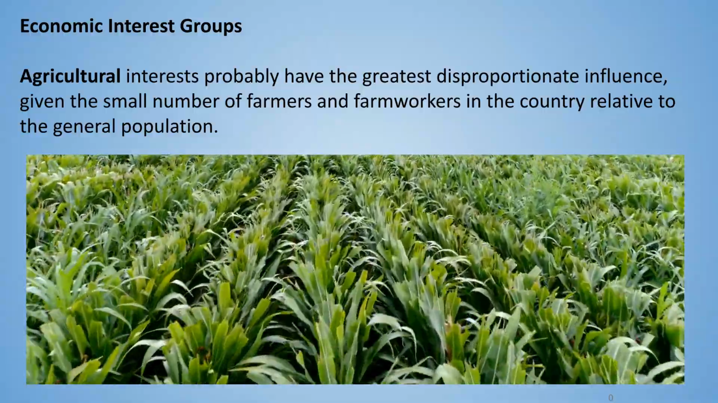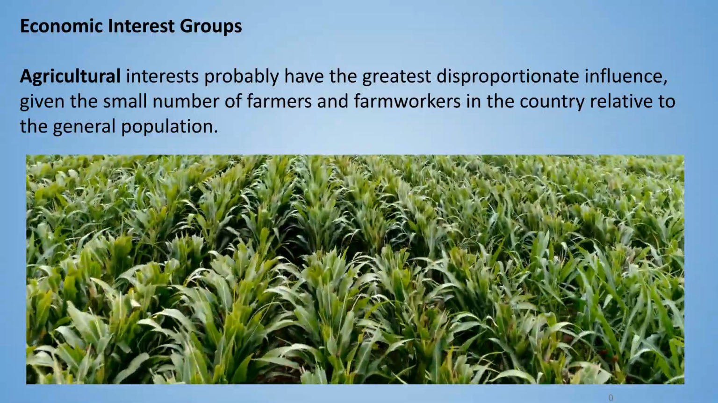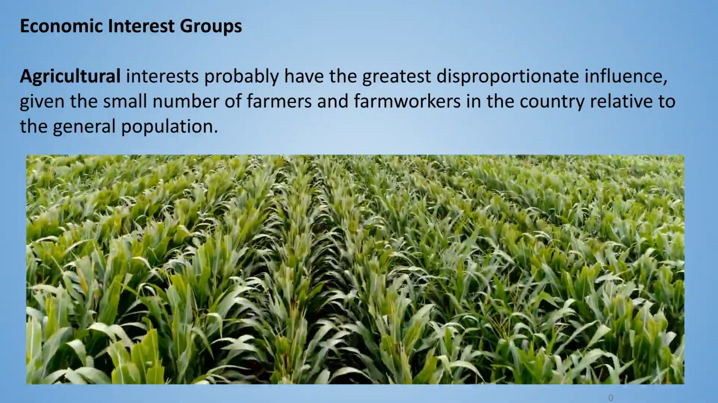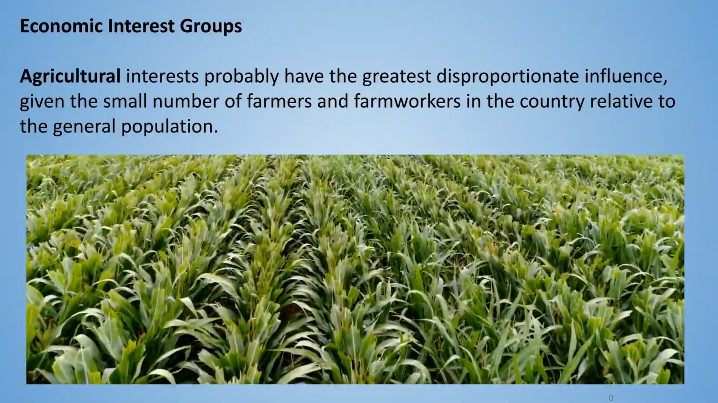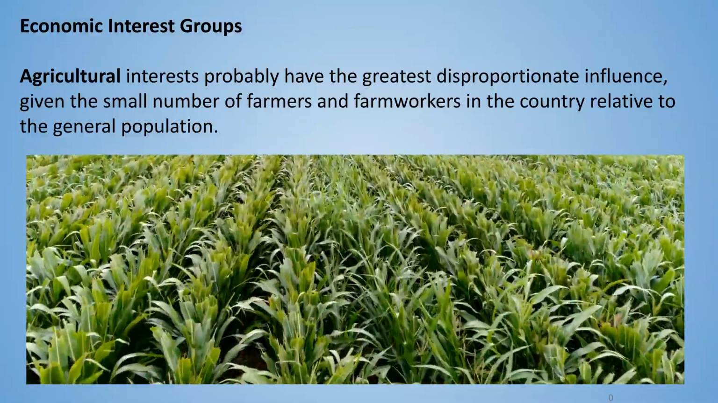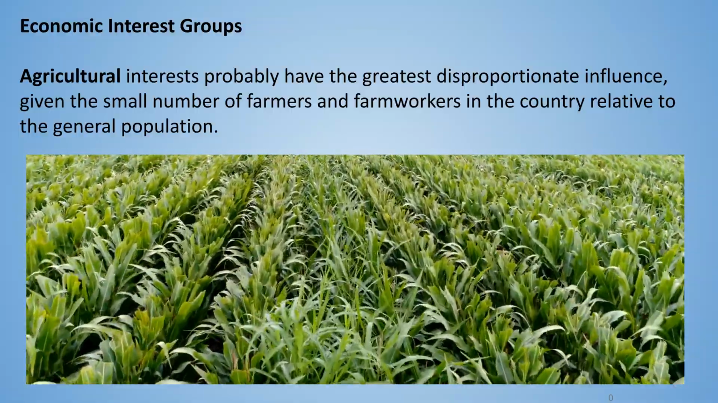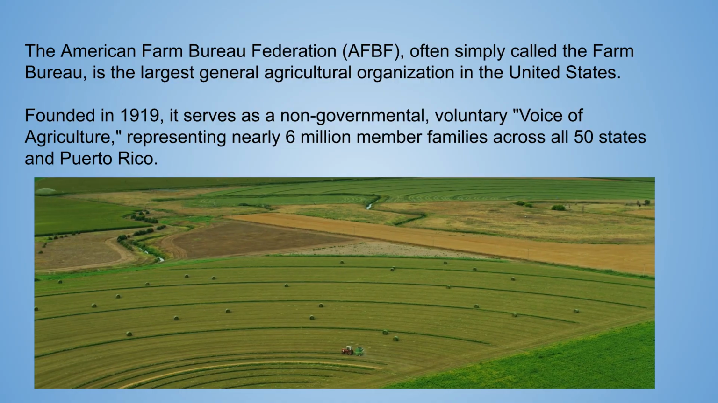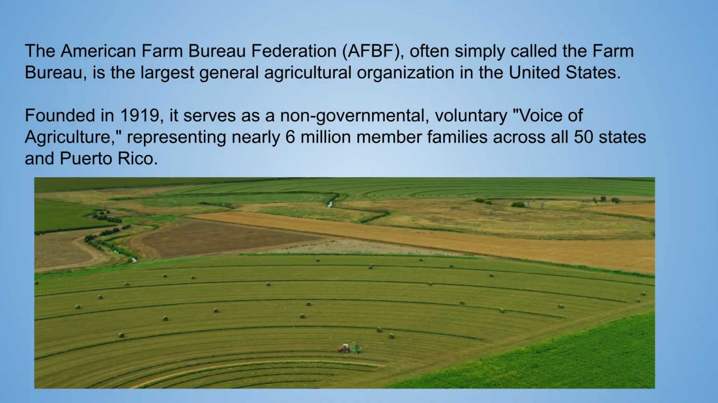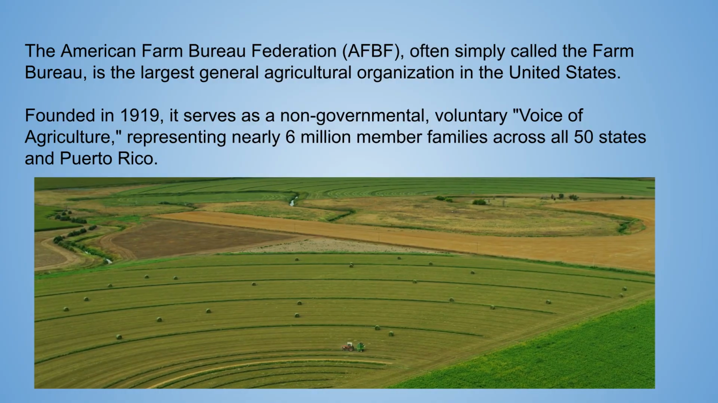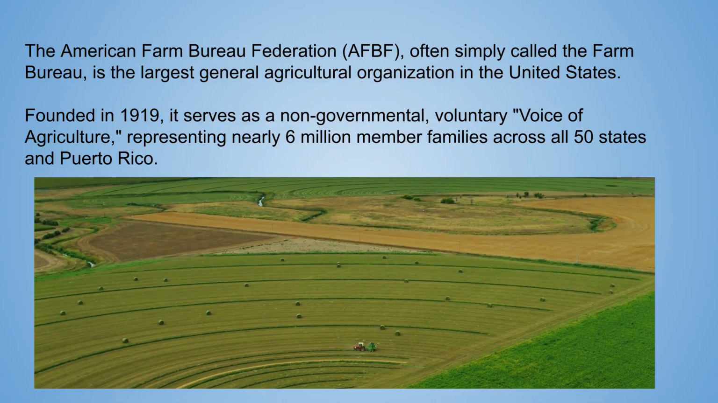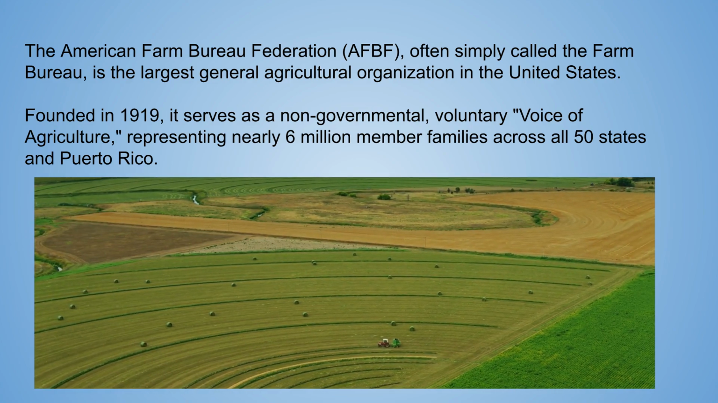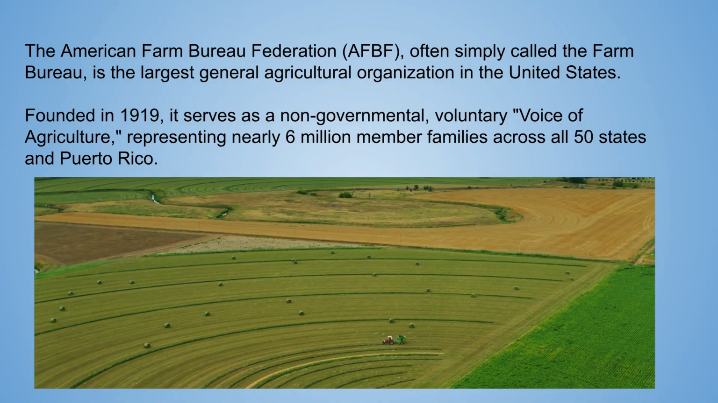Agricultural interests exert disproportionate influence despite their small population size. Furthermore, nearly every professional occupation has a trade or professional group focused on its specific interests. The American Farm Bureau Federation, AFBF, often simply called the Farm Bureau, is the largest general agricultural organization in the United States. Founded in 1919, it serves as a non-governmental, voluntary voice of agriculture, representing nearly 6 million member families across all 50 states and Puerto Rico.